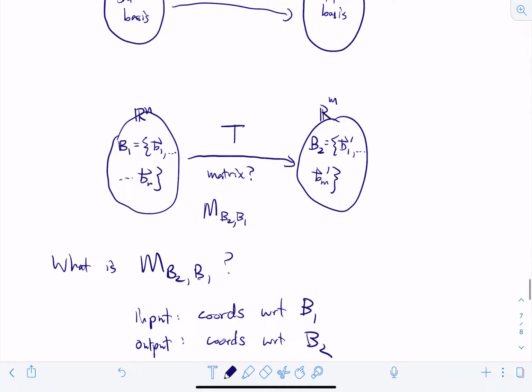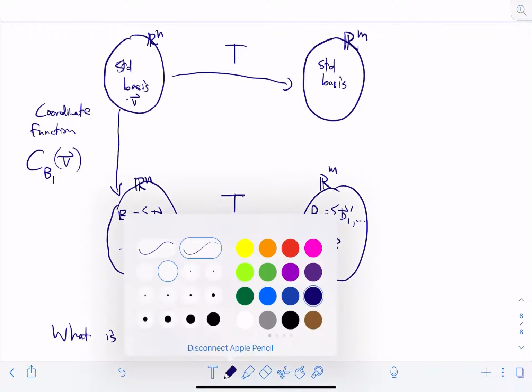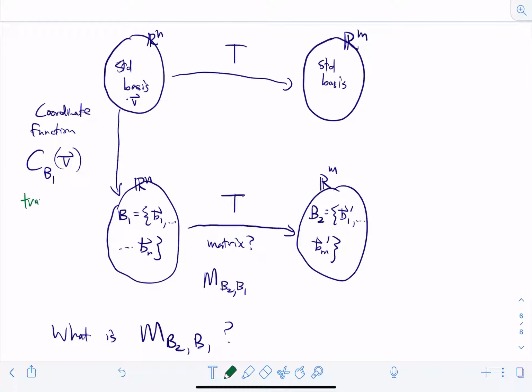But you saw that the input needs to be coordinates. So what we have to do is take our vector v up here and find the coordinates with respect to B1. So this is the coordinate function. It takes v as its input, and the output will be coordinates with respect to the first basis, B1, like this. Books have also called this a transition matrix, because you're transitioning from the standard basis to B1.